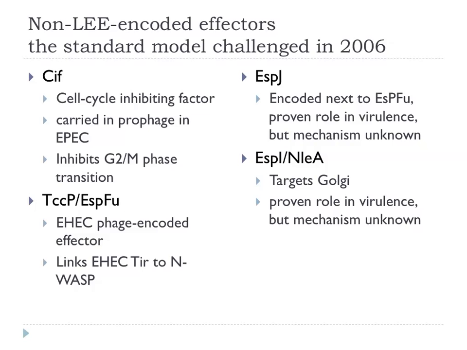In 2006, I started looking at this issue, and we thought, well, are there actually effectors outside of the LEE? And if so, how many of them are encoded outside the LEE? Now, it's clear that there were some. In 2006, a handful had been discovered. They're listed here. I'm not going to go through each of them in detail.